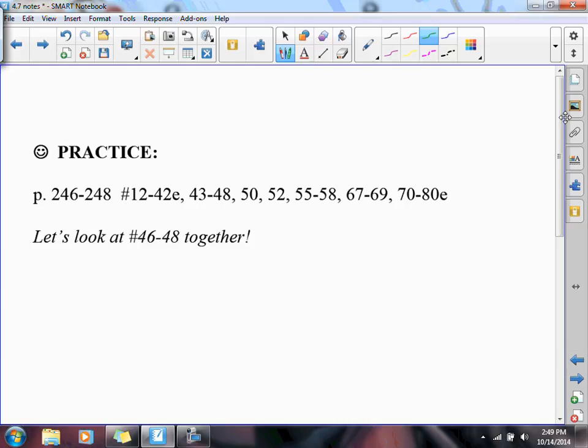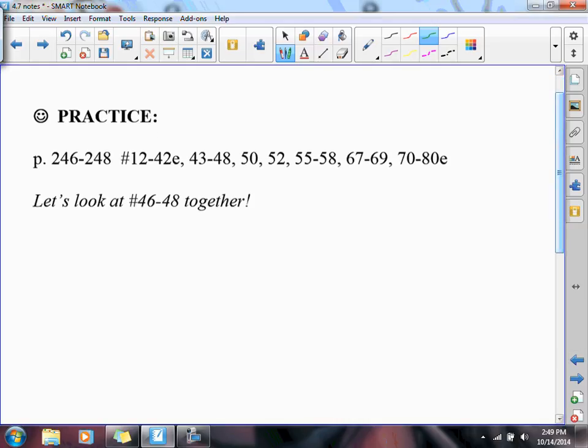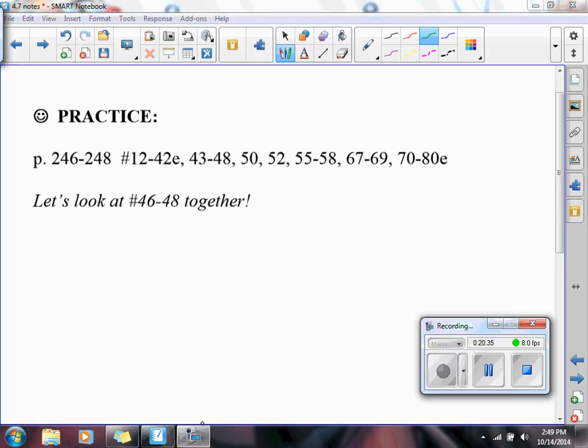So here are your examples for tonight. And in class, we're going to look at example 46 and 48 and just go through them together and talk through them before you actually do them in your homework. So if you have any questions, come on in and see me before school.